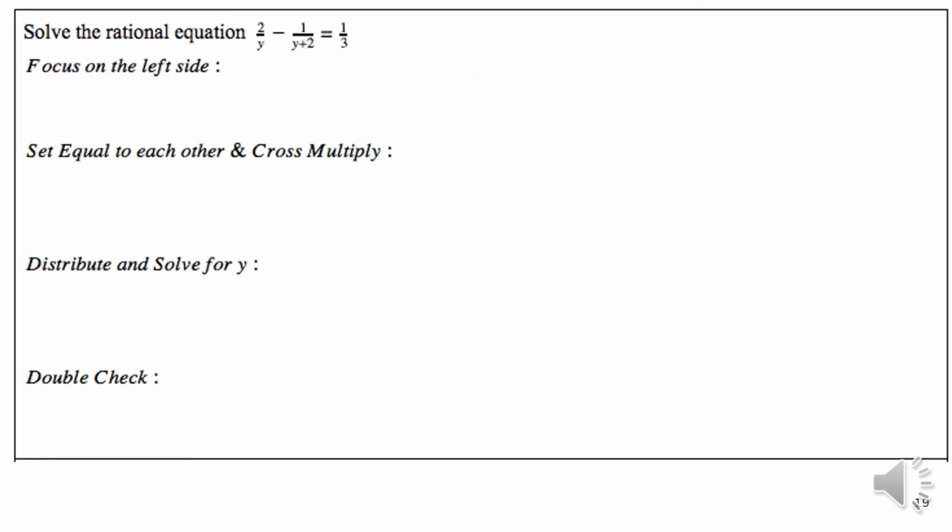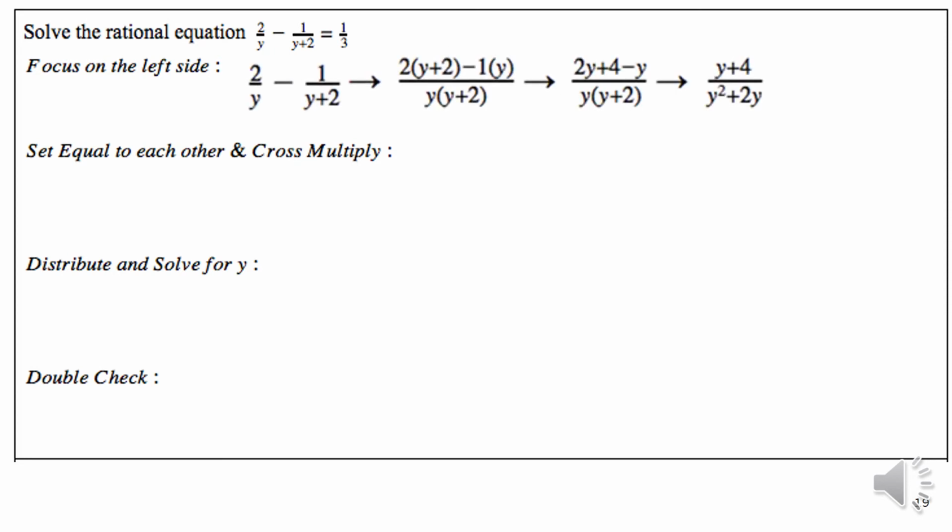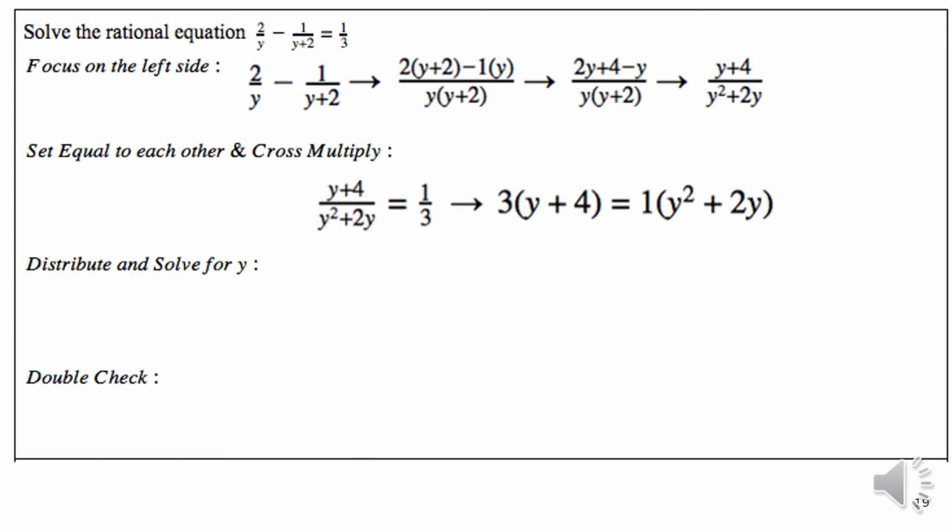For this rational equation, again, we're going to focus on the left side. However, rather than cancel out that common denominator, we're going to cross multiply. So we need to first create a common denominator on the left-hand side: 2 over y minus 1 over y plus 2. We need to multiply 2 over y by a factor of y plus 2, and we need to multiply 1 over y plus 2 by a factor of y. Then we can simplify. Now we have y plus 4 over y squared plus 2y is equal to 1/3.